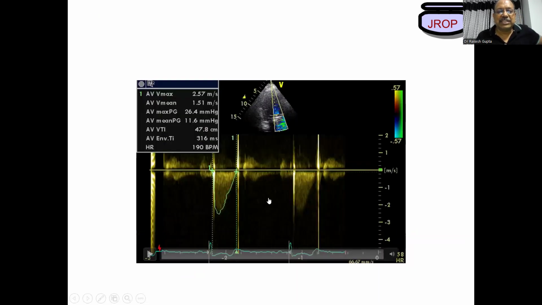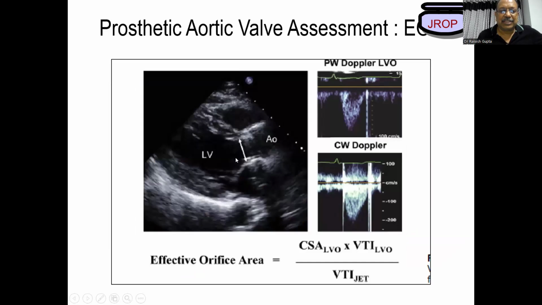And when we look at this ejection time and acceleration time, then comes the true evaluation, like how is my effective orifice area? And if you remember, when we were talking of aortic stenosis, we were talking of aortic valve area. Now we talk of effective orifice area. And what is this effective orifice area? LVOT dimensions. What are LVOT dimensions? It is the size of the prosthetic valve implanted in the aortic valve position.